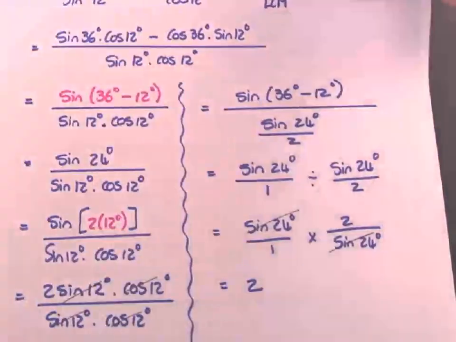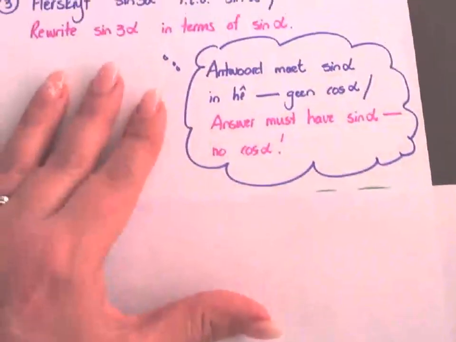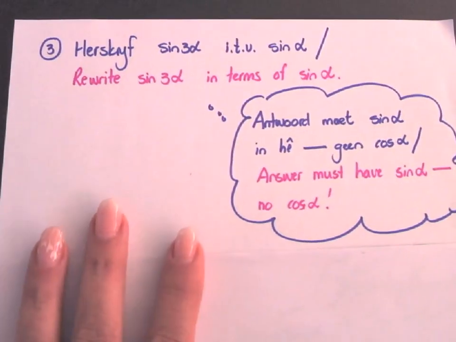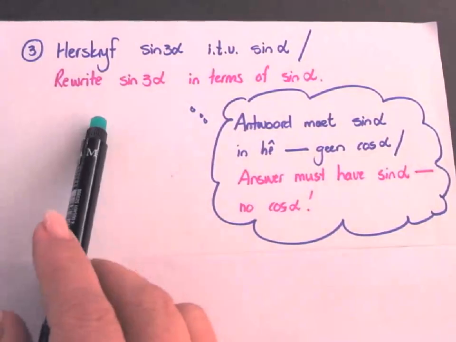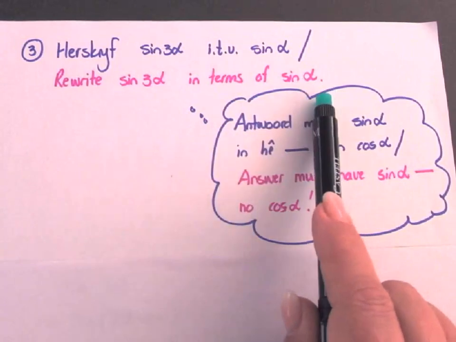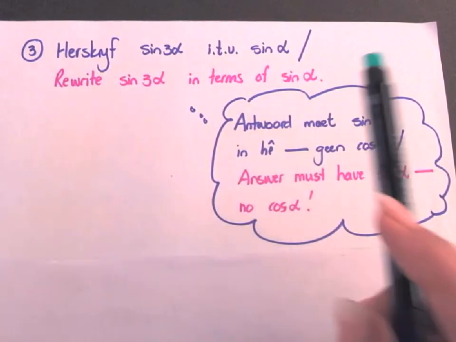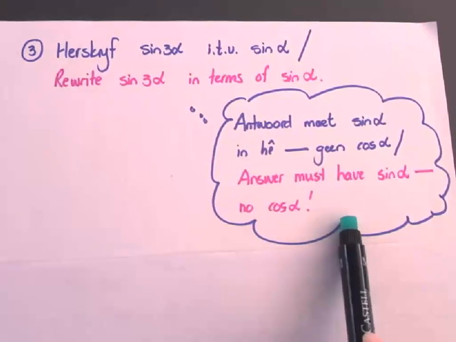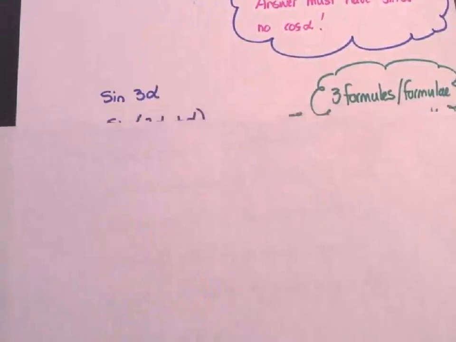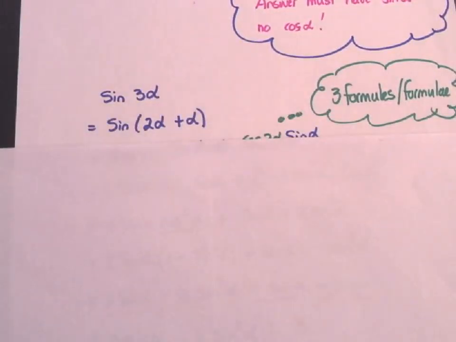The last example. I say rewrite sine 3 alpha in terms of sine alpha. That means that my answer must only have sine alphas. No coses, no tans. Right. So let's start with sine 3 alpha. You can expand that into 2 alpha plus 1 alpha. It's a compound angle.